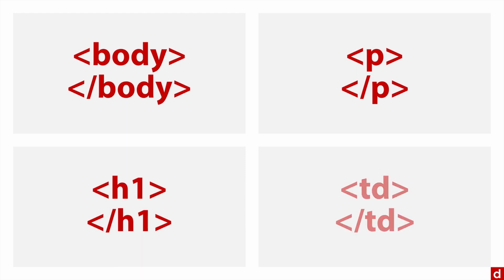You also have P and backslash P for paragraphs. H1 is for header 1, and you put it in between that text. TD is for table data, or the cell in a table, and you mark it off that way.